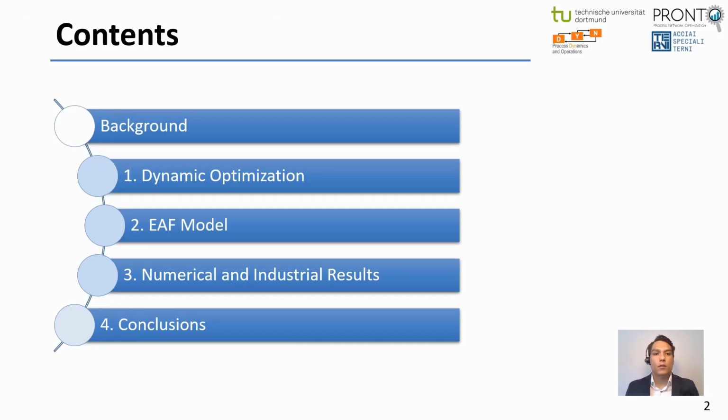So the contents of this screencast are as follows. First, I will provide some background. Then I will go through the dynamic optimization that we proposed in our paper. Then I will describe the electric arc furnace model that we utilize in our dynamic optimization framework. I will provide also some numerical and industrial results. And finally, I will wrap up everything with some conclusions.